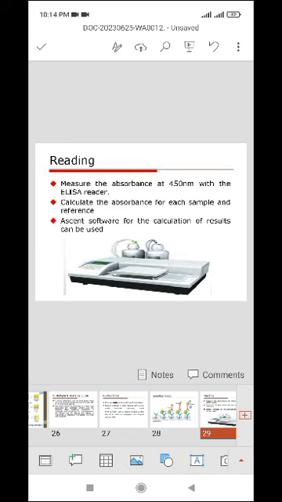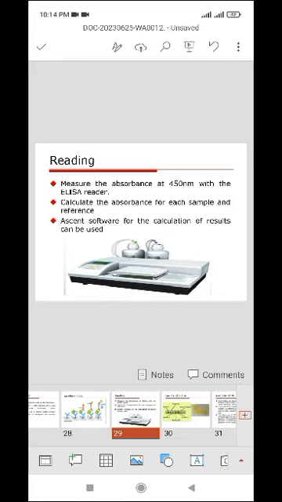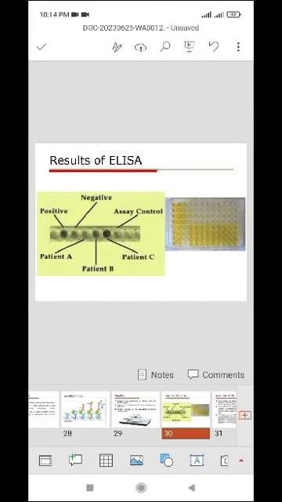Now coming toward the reading of ELISA, how will we read it? Measure the absorbance at 450 nm with the ELISA plate reader. Calculate the absorbance for each sample and reference. Ascent software can be used for the calculation of results. These are the results. Results may be negative, positive, or assay control.